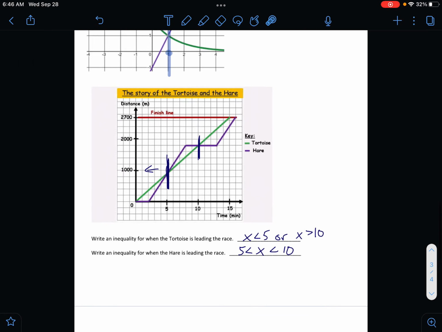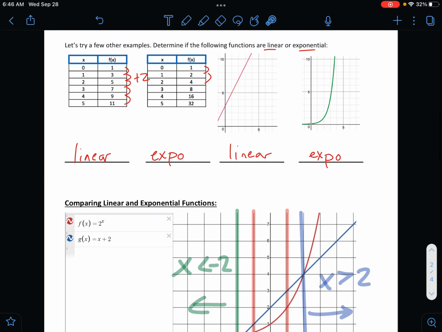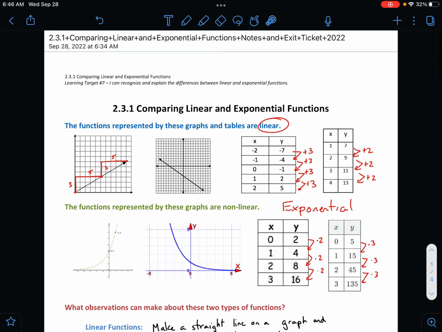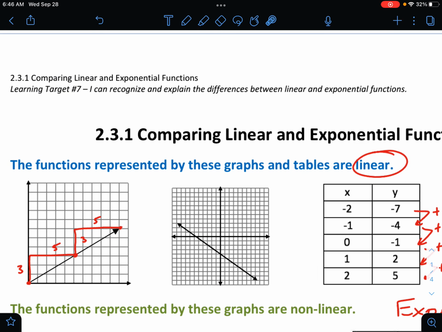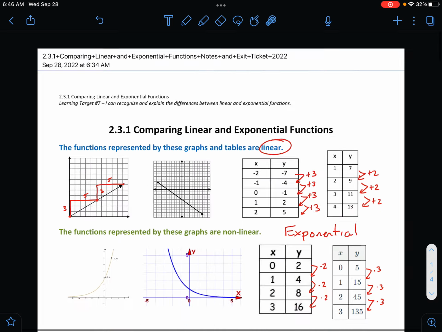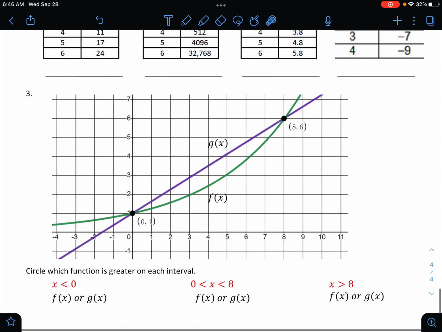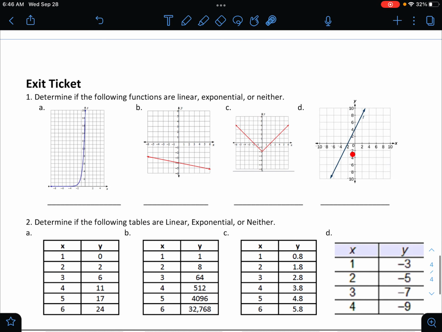That's the quick synopsis on comparing linear and exponential functions, which is our learning target today, as you can see. The exit ticket is going to assess whether you can recognize and explain the differences between linear and exponential functions. So your assignment today, complete the exit ticket at the bottom. Let us know if you have any questions, and I'll see you tomorrow.